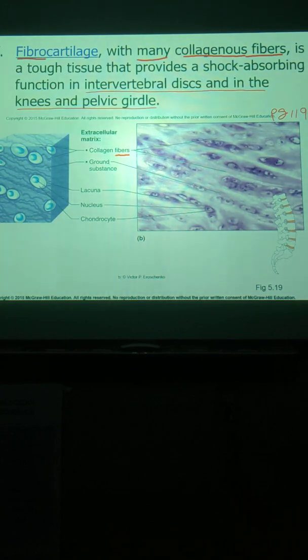So notice here it's talking about your intervertebral discs. Here the picture, the discs in between the vertebrae in your back. A lot of weight bearing there. Also notice it says the knees. So this is kind of a weight bearing, shock absorbing type of cartilage.